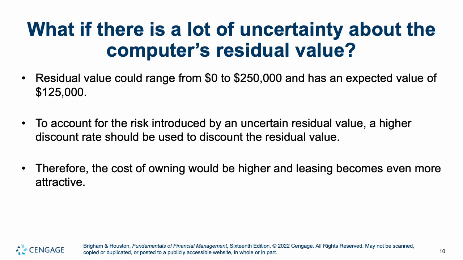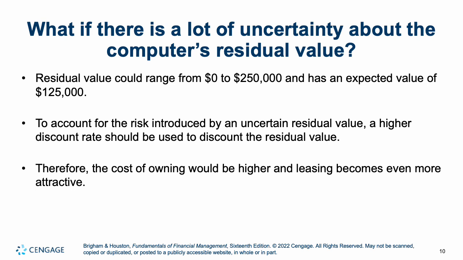So what if there's a lot of uncertainty about the computer's residual value? It could range from 0 to 250,000 and it's expected at 125. If we think it's really risky, we could use a higher discount rate to discount the residual value. So if we think it's more risky than normal, we could use a higher discount rate, and the cost of owning would be even more, and therefore leasing even more attractive. So if you're pretty sure you can get the 125, you would use your regular discount rate. If not, you might use a higher one.